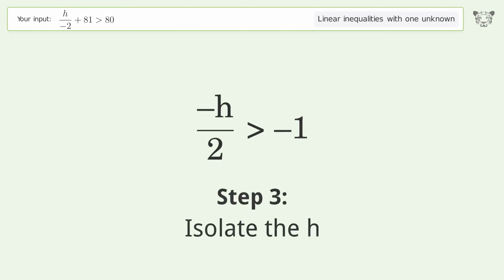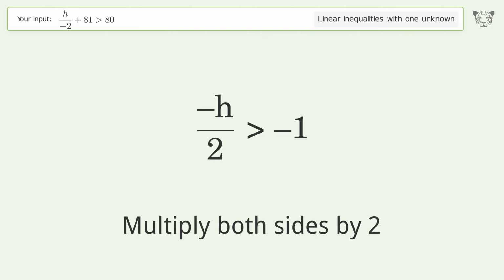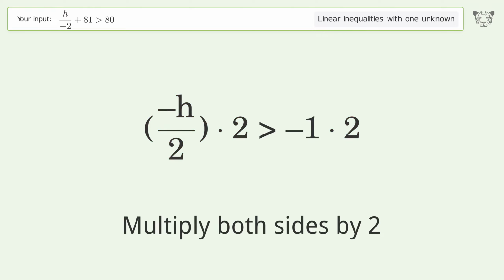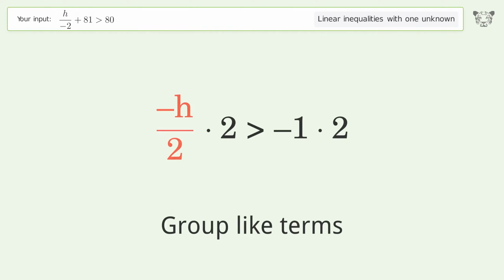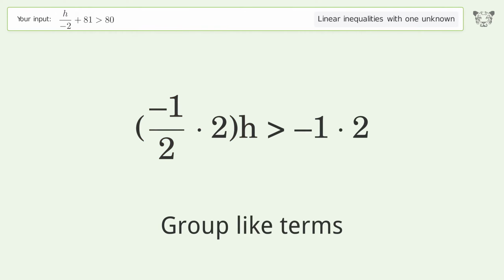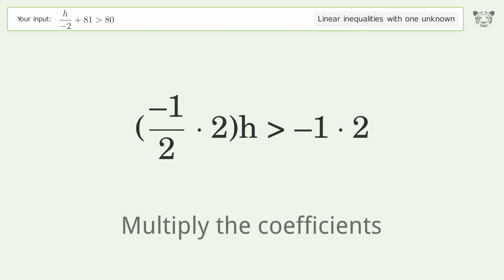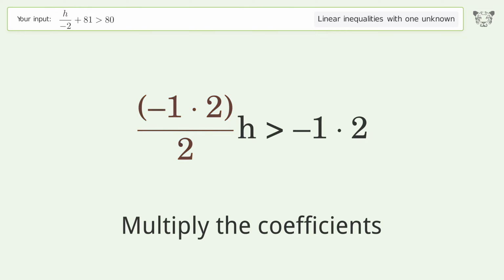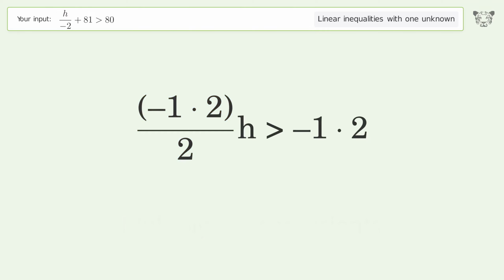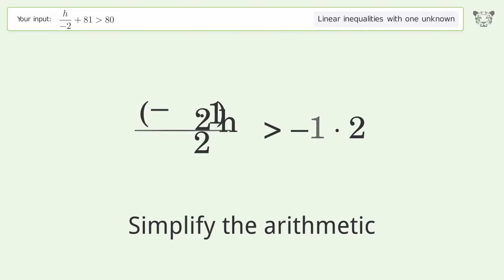Isolate the h. Multiply both sides by 2. Group like terms. Multiply the coefficients. Simplify the arithmetic.